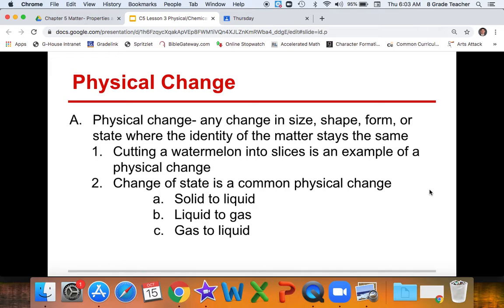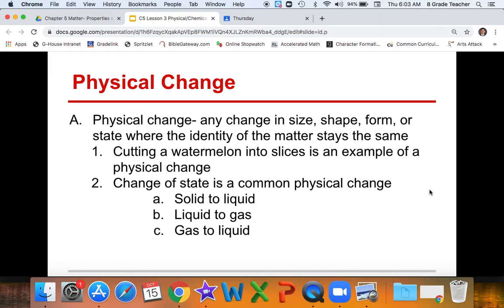So a change of state, water's a really good example because water can go from a liquid to a gas in the form of evaporation. It's still water vapor. It's still H2O. Water can go from a liquid to a solid by freezing. It's still water. It can go from a solid to a liquid by melting. It's still water. Just because it's changed its state doesn't mean that it's changed physically or chemically. It's a physical change if it's changing its state overall.